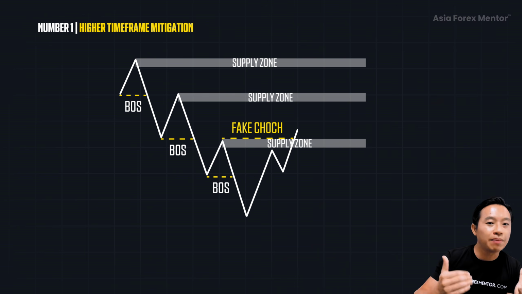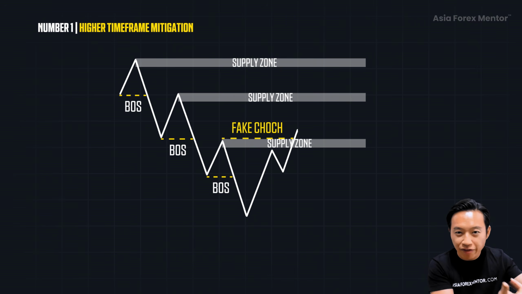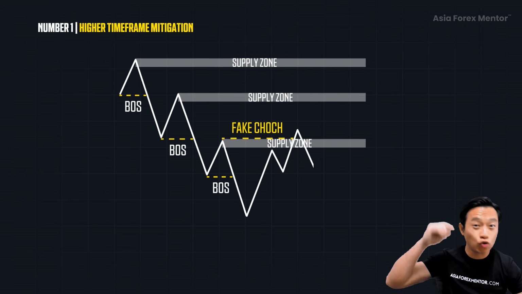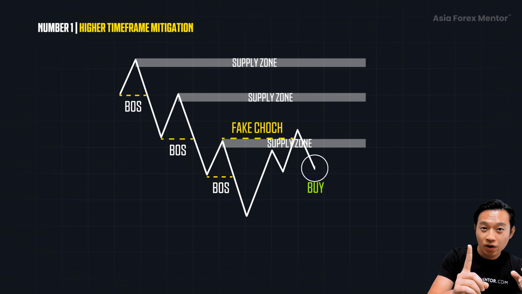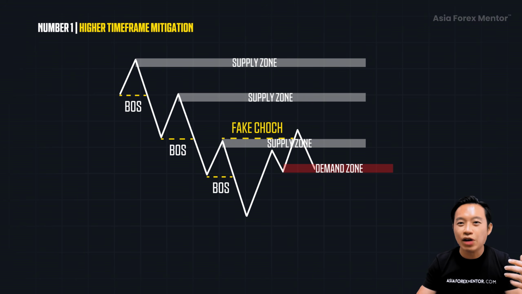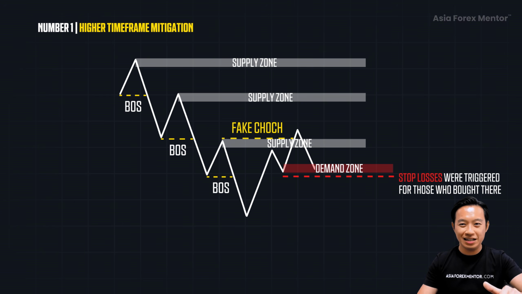Meaning to say that the market is about to reverse from a downtrend to an uptrend, right? They believe that the bearish trend is over, and they now see that this is a chance to buy, to go long using what looks like a new demand zone. So what they would normally do is place their stop loss just below this new demand zone.